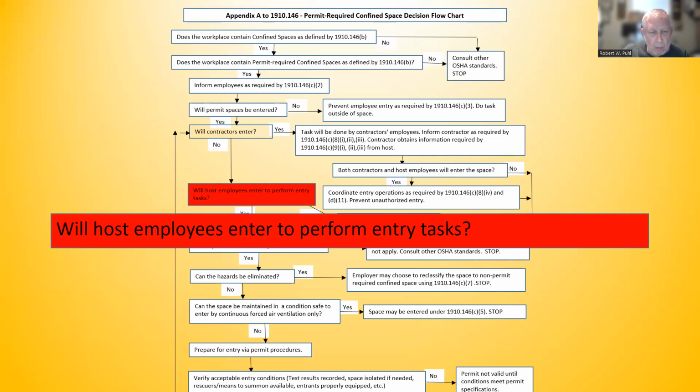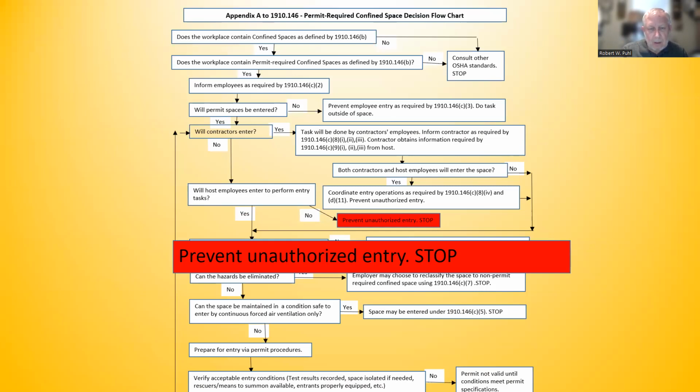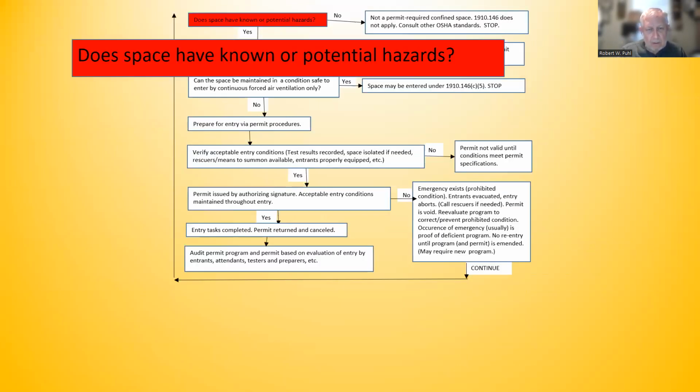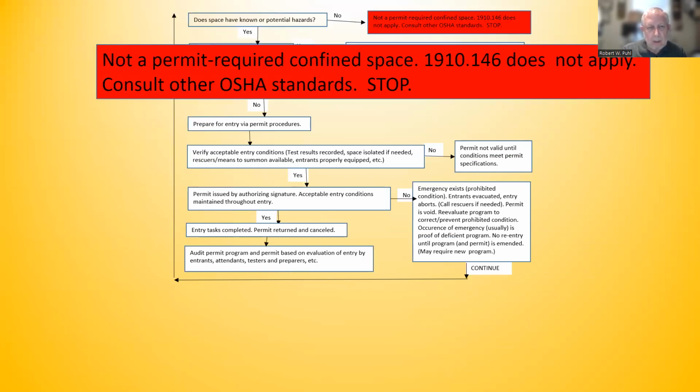Now, will host employees enter to perform entry tasks? If you say no, then prevent unauthorized entry, and you stop it right there because nobody's going in. Now, does the space have known or potential hazards? If the answer is no, it's not a permit-required confined space and the standard doesn't apply, so stop. Nobody's going there, it doesn't have any hazards, so you can stop right here.